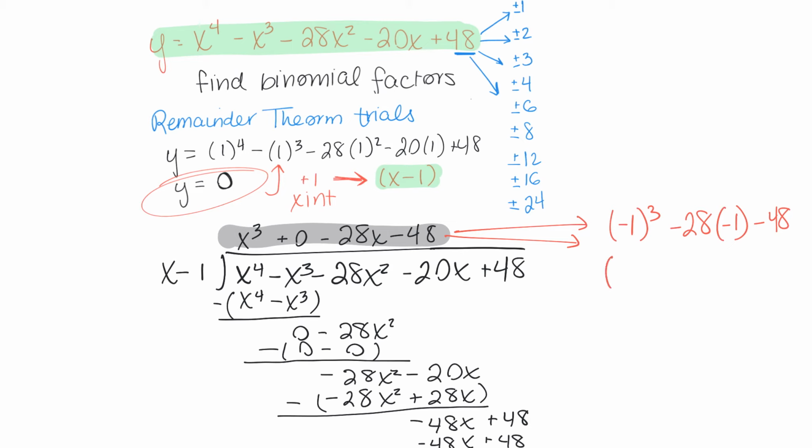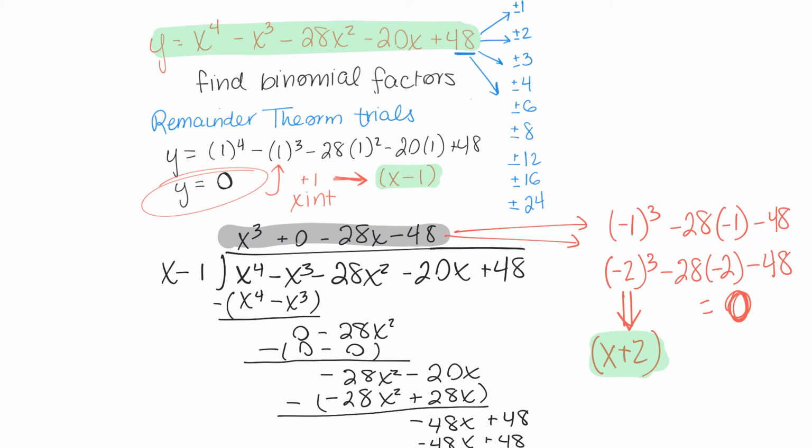Let's try negative 2. So negative 2 cubed minus 28 times negative 2 minus 48. Put that in your calculator. Be really careful that that negative 2 goes in the bracket. You don't want to goof that up. And then you're going to say, oh, I think we get 0, don't we? That equals 0. So if negative 2 is my x-intercept, then what is the binomial? X plus 2. Okay, so now I have found a second binomial.